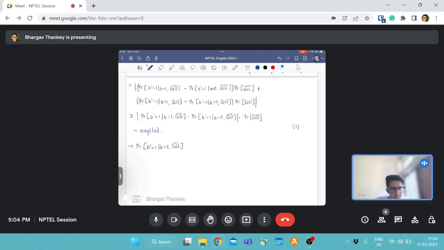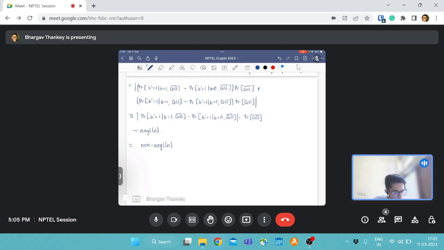Let me directly do this. In this case, b prime is interacting with f prime, and in the other case, it's interacting with the TRF. So in this case, its view is that of f prime, and in the other case, its view is that of the TRF. So by assumption, since d prime is a distinguisher for f prime, we get that this is non-negligible in A.